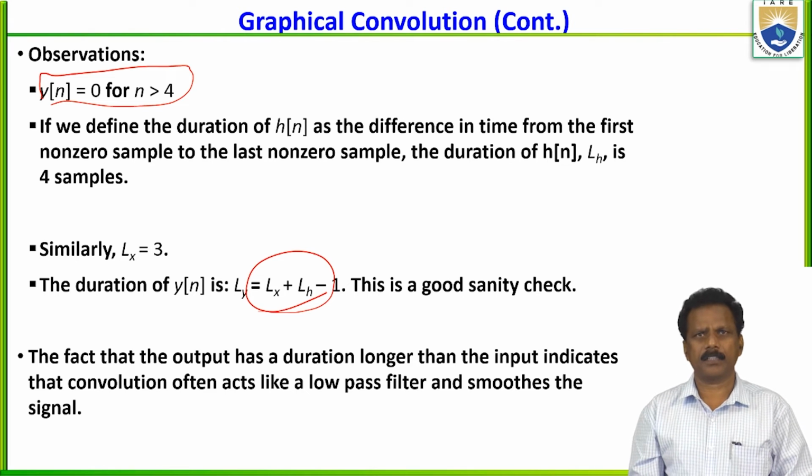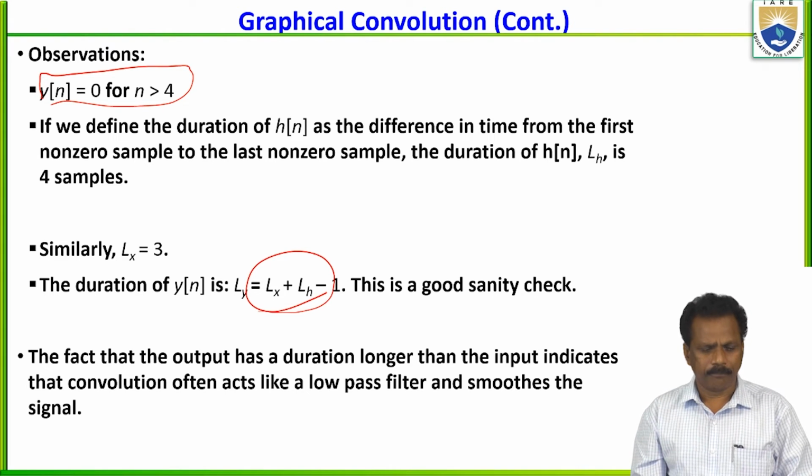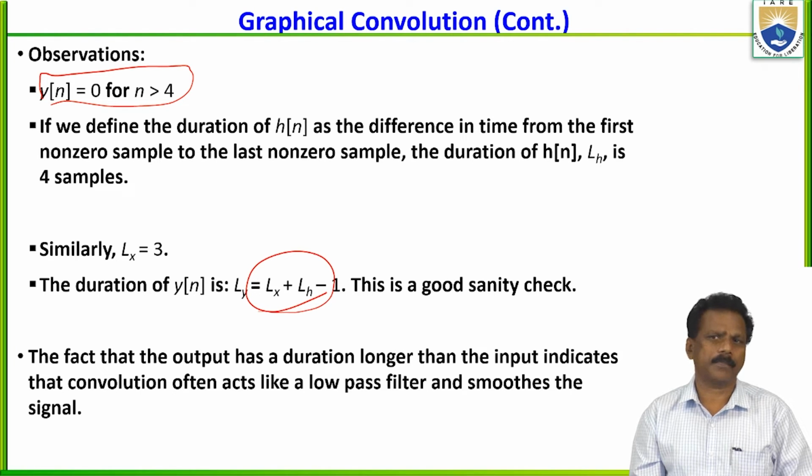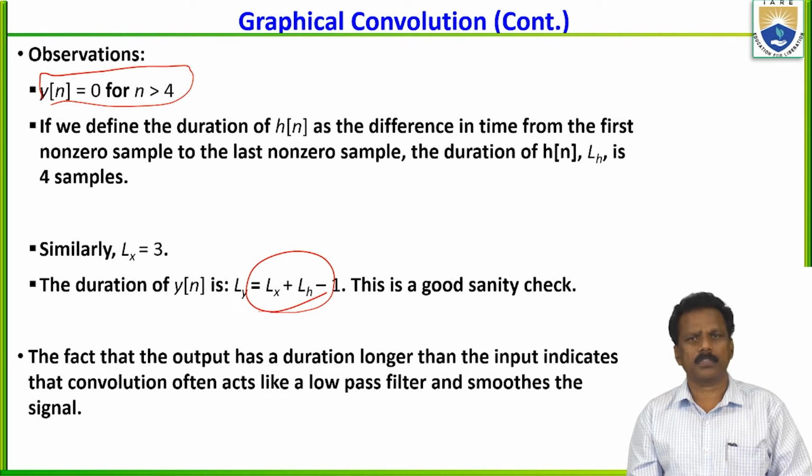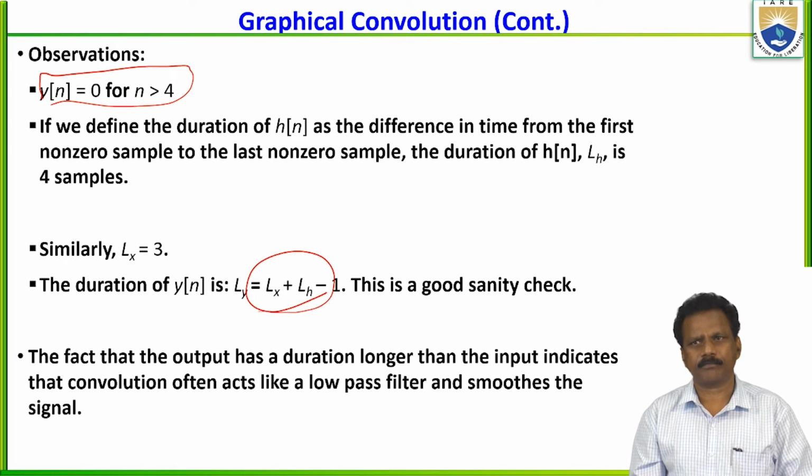About the effect, using all these observations: the fact that the output has a duration longer than the input indicates that convolution often acts like a LPF, low pass filter. So finally, it smooths the signal.